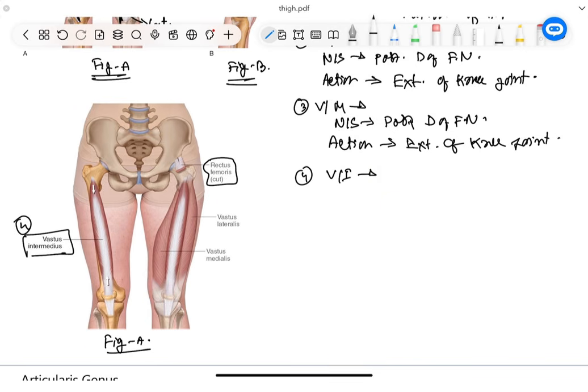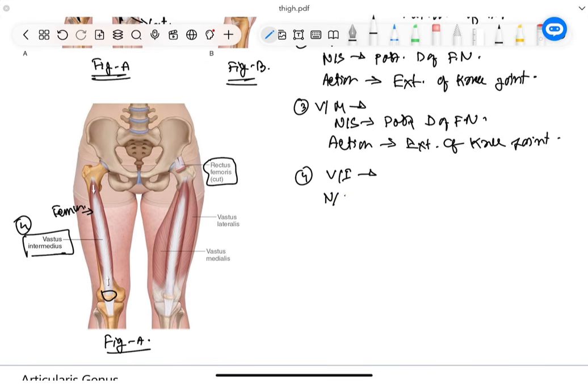It takes origin from the anterior surface of the upper 3/4 of the shaft of the femur. So from the upper 3/4 of the anterior surface of the femur it gets origin, and insertion is into the base of the patella. Deep to the rectus femoris: first rectus femoris, and deep to that there will be the insertion of the vastus intermedius.